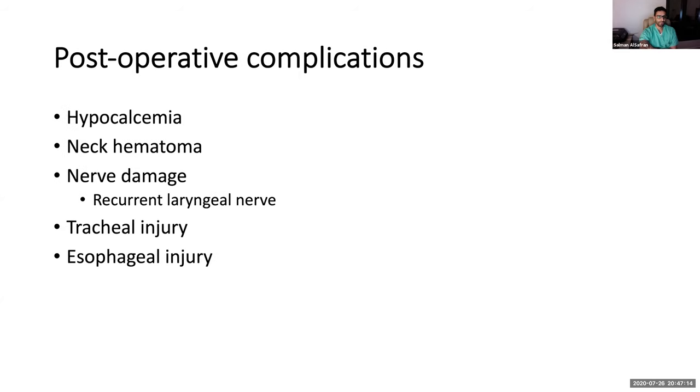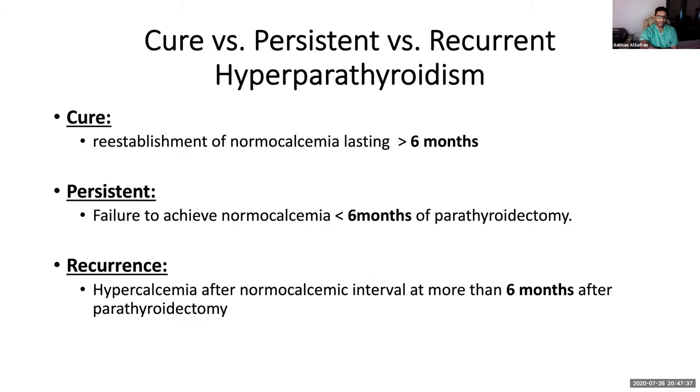All right. Postoperative complications: hypocalcemia, either because the other glands are not working or the patient has been hypocalcemic for a long time that they have developed hungry bone syndrome. Neck hematoma, nerve injury, trachea injury, and esophageal injury, similar to what you have with any neck surgery. So that will bring us to other things that they like to ask in the exam, okay?